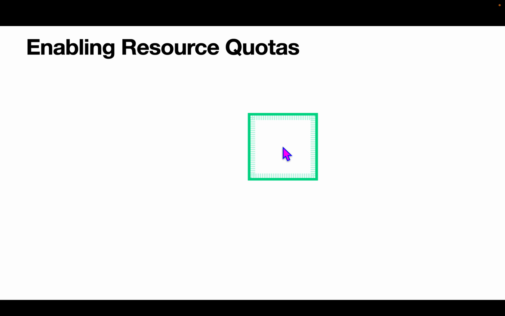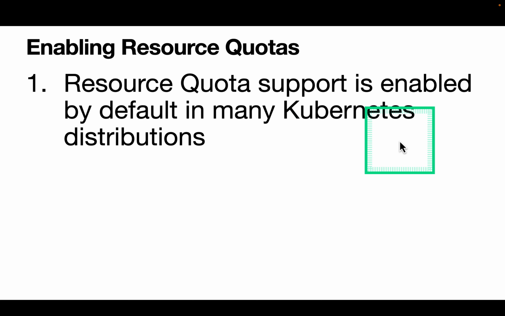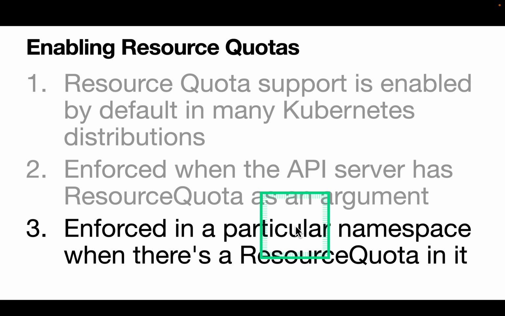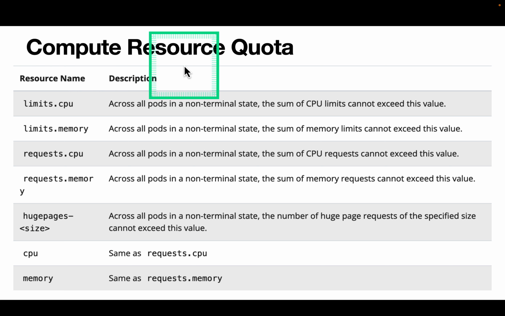Enabling resource quotas. Resource quota support comes as a default feature in many Kubernetes distributions. So by default it's there most of the time, but this is just something to be aware of. It gets activated when the API server has resource quota listed as one of its arguments. A resource quota is strictly enforced in any particular namespace only when there is a resource quota object in that namespace.